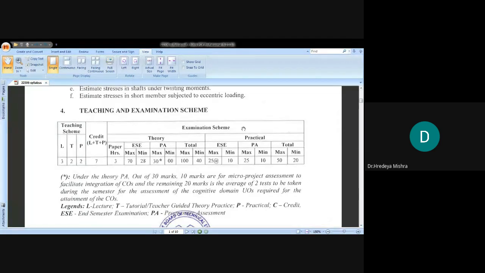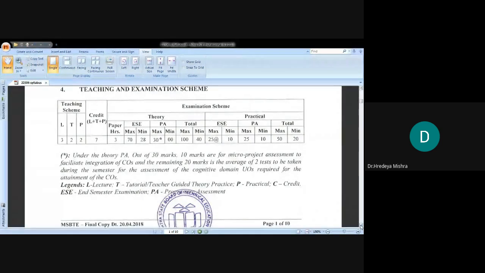Okay. So this is our teaching and examination scheme. There are 3 lectures in a week, 2 tutorials, and 2 hours for the practical. For the practical, there are 3 batches. Practical is taken in batches, but in online mode we take the practical for all students at one time, and lecture and tutorial are for all the students. The paper is 3 hours if this scheme is for offline.